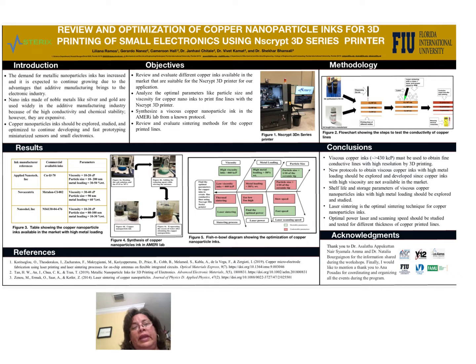Another parameter of the ink that is affecting our final product is the metal loading in the ink. Why? You have to keep in mind that when you are creating small electronics by 3D printing, a sintering process follows the printing process. So if you have a low metal loading, you're going to end up with less metal in your printing patterns. You don't want that, because it's going to affect the overall conductivity of the final product.